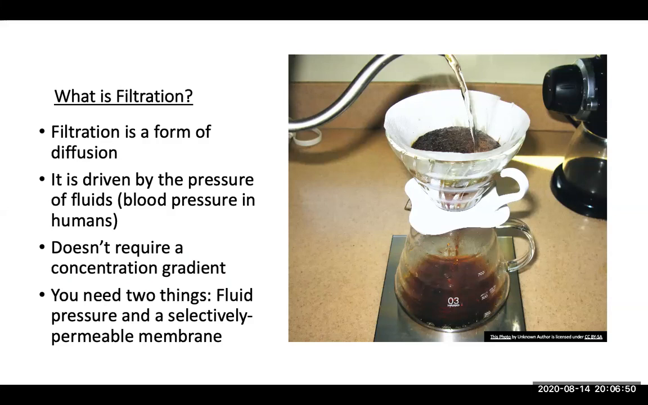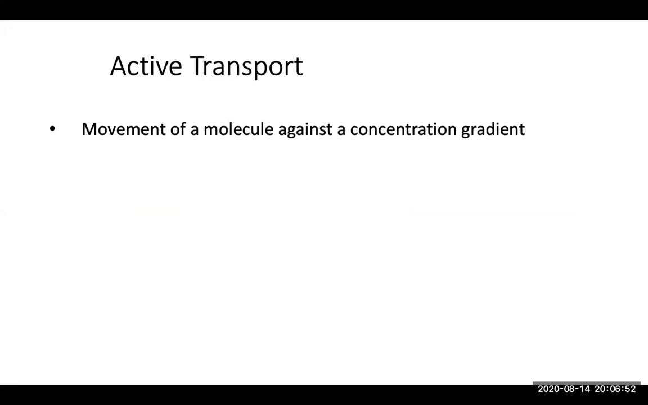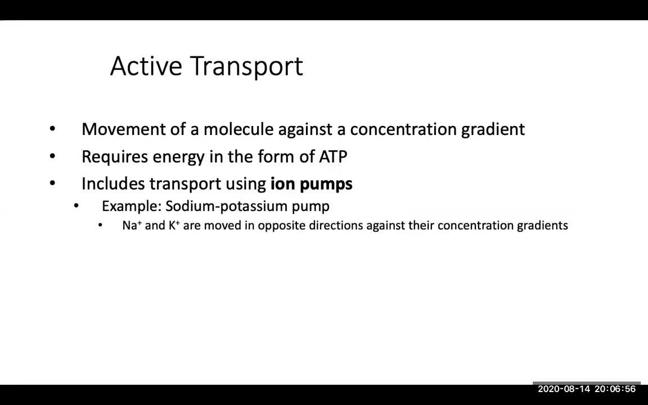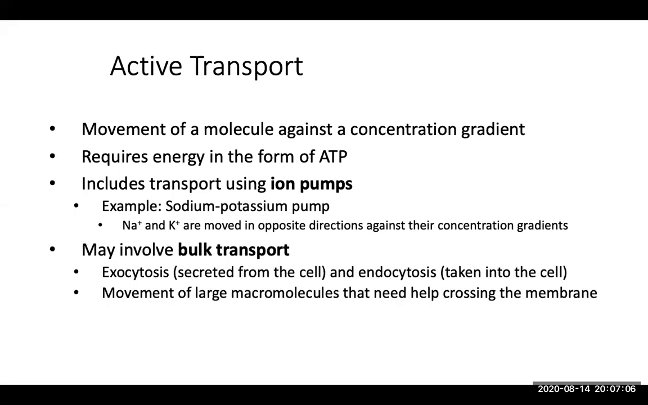Active transport then is the movement of a molecule against a concentration gradient. It requires ATP. One of the key examples of active transport is the sodium-potassium pump, where sodium and potassium are moved in opposite directions against their concentration gradient.